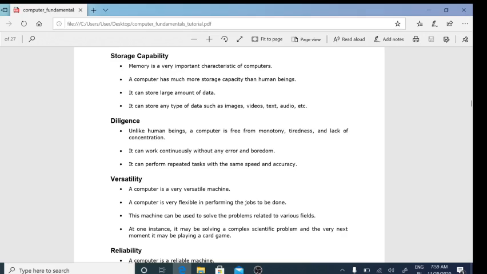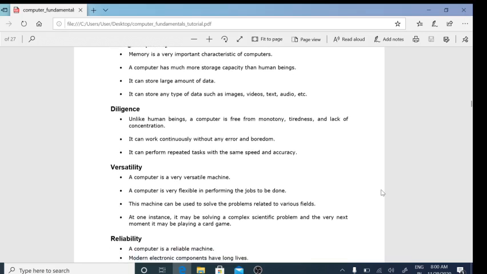Next is versatility. A computer is a very versatile machine. It is very flexible in performing the jobs to be done. The machine can be used to solve problems related to various fields. At one instance, it may be solving a complex scientific problem, and the very next moment, it may be playing a card game. So it can play many roles. The computer is one, but at one time it is doing one task, at another time it is doing another task, and at some other time it is doing some other task. So it is versatile in nature.